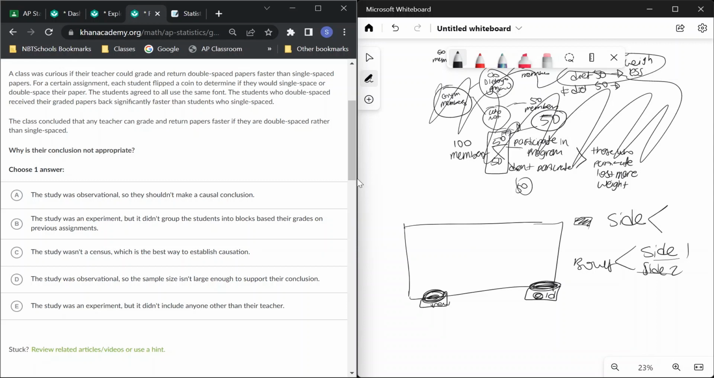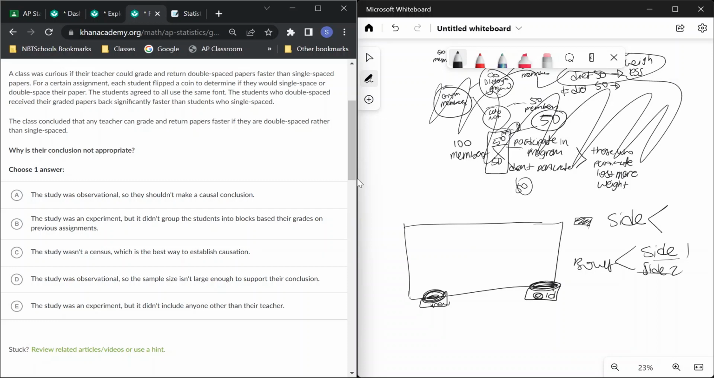Okay, a class was curious if their teacher could grade and return double-spaced papers faster than single-spaced papers. For a certain assignment, each student flipped a coin to determine if they would single-space or double-space their paper. The students agreed to all use the same font. The students who double-spaced received their graded papers faster. The class concluded that any teacher can grade and return papers faster if they are double-spaced rather than single-spaced.